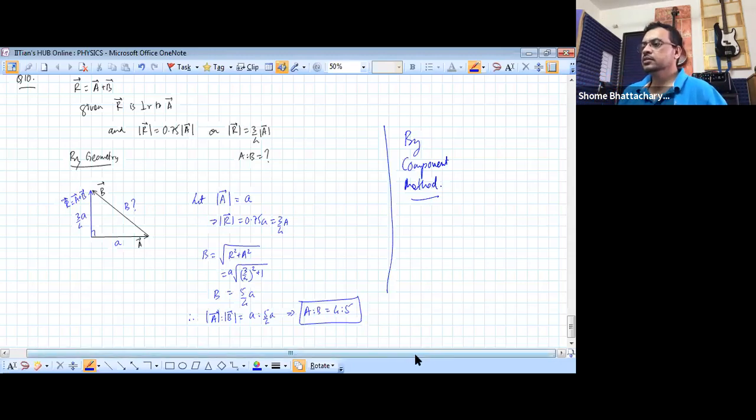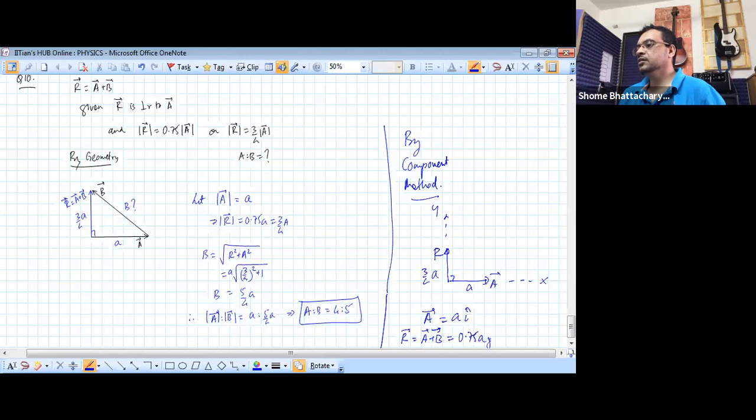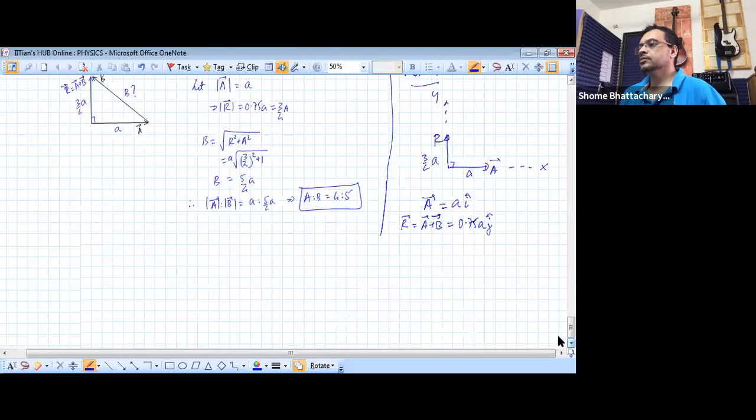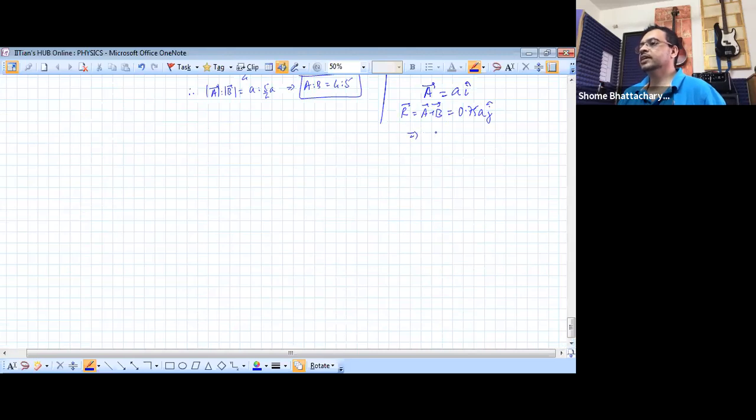If you solve by component method, you can do it like this. In this diagram only, take the vector A along the x-axis and the resultant vector along the y-axis. So this is A in magnitude, this is 3 by 4 A in magnitude. So A is equal to a i cap, and the resultant, which is basically A plus B, is equal to 0.75 a j cap. So therefore, from here the vector B becomes the resultant minus the vector A, that is equation 2 minus equation 1.